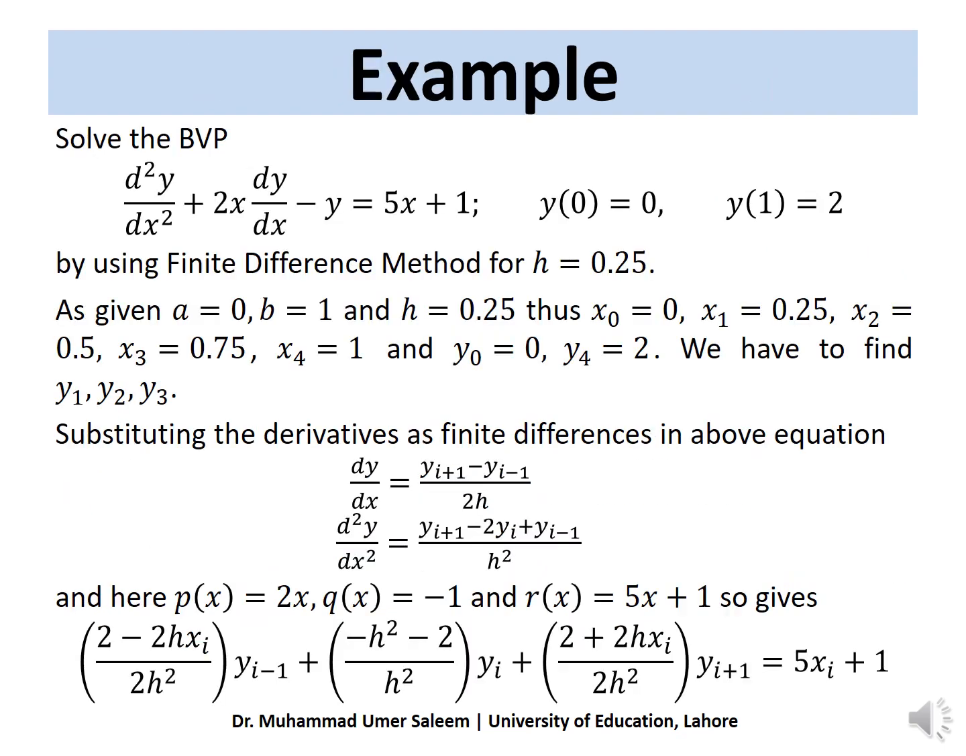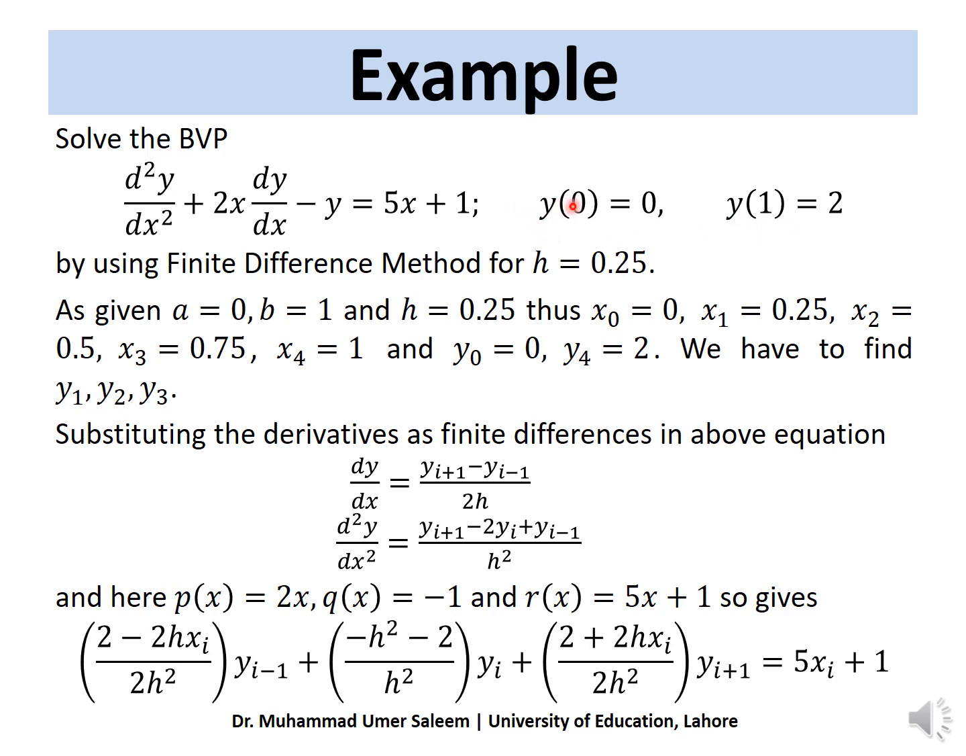To better understand this finite difference method, we solve an example using the finite difference method. The problem is: solve this second order boundary value problem, d2y over dx square plus 2x dy over dx minus y is equal to 5x plus 1, with the boundary conditions y at 0 is equal to 0 and y at 1 is equal to 2.